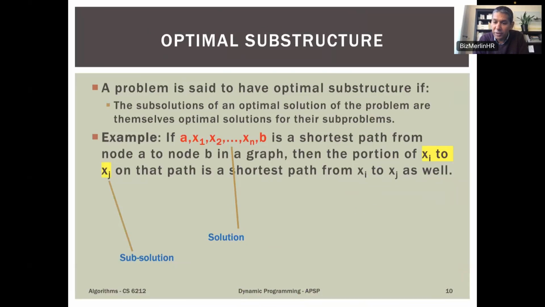So if the solution is optimal, then the subsolution has to be optimal as well. And of course, you can easily prove that using contradiction. If hypothetically you had a shorter path, which is different from this one between xi and xj, then you could replace that into the big path here from A to B and come up with a shorter path, which would contradict the optimality of the shortest path from A to B. So that's how we know that the optimal substructure holds.